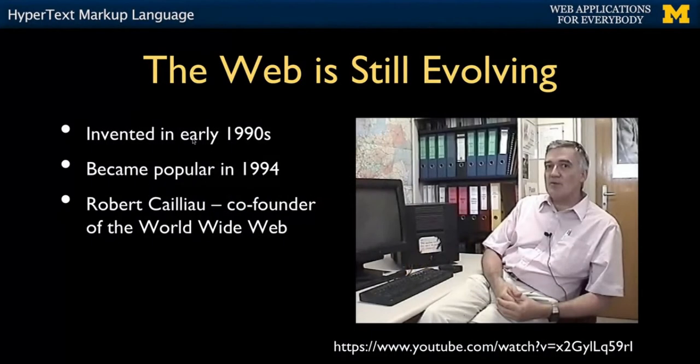There are many markup formats. Word documents are a markup format, although there's docx, which is XML, so it's easier for you to see what's in XML. And so the web started out in the early 1990s. It became popular in 1994. And so we're over 20 years past this.